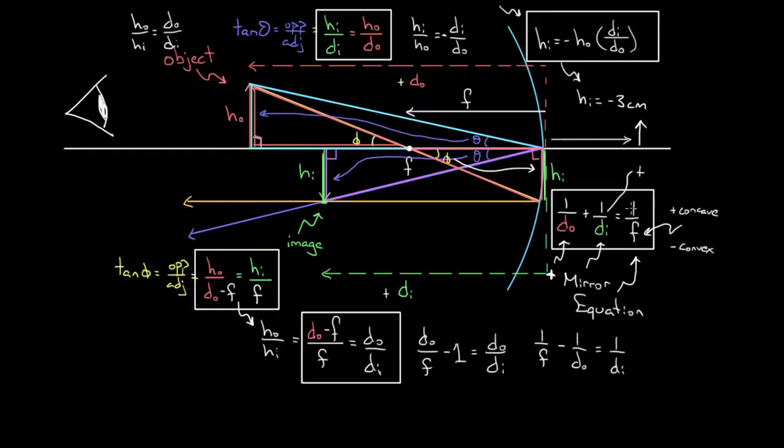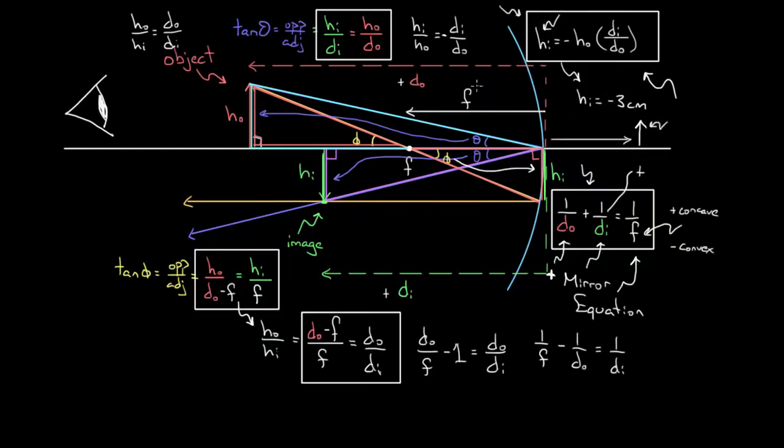And if you use that convention with this mirror equation, you'll get a correct relationship between the object distance, image distance, and the focal length. And if you use that same sign convention with this magnification equation, you'll also get the exact height of the image. And if that image height comes out negative, you'll know that it got flipped upside down. And if the image height comes out positive, you know that the image will stay right side up.